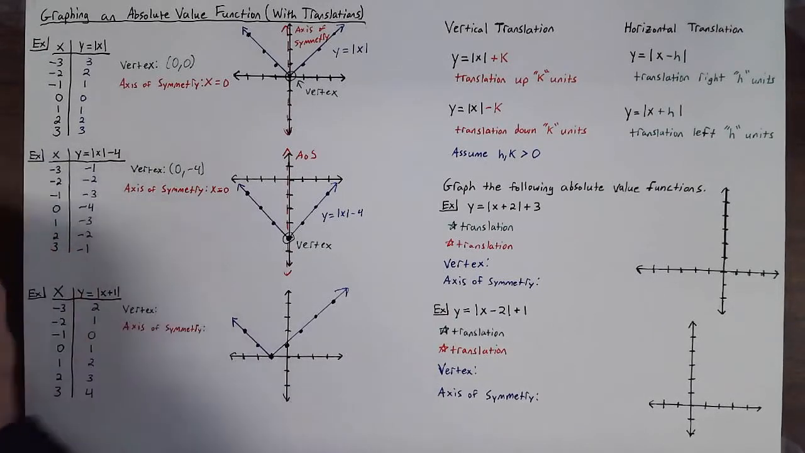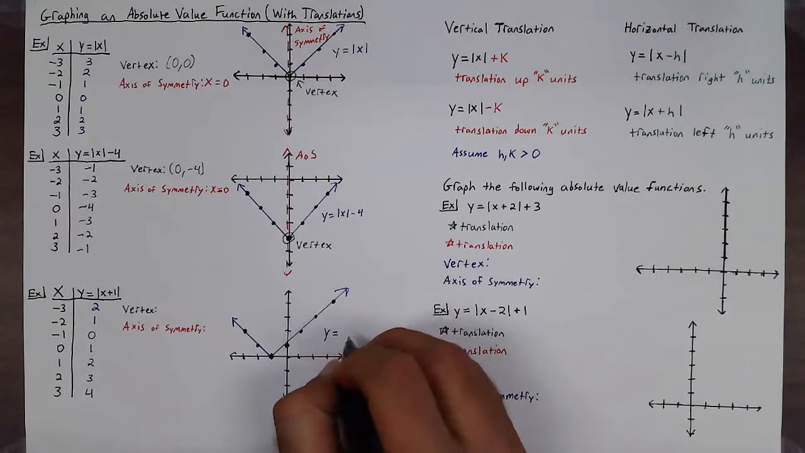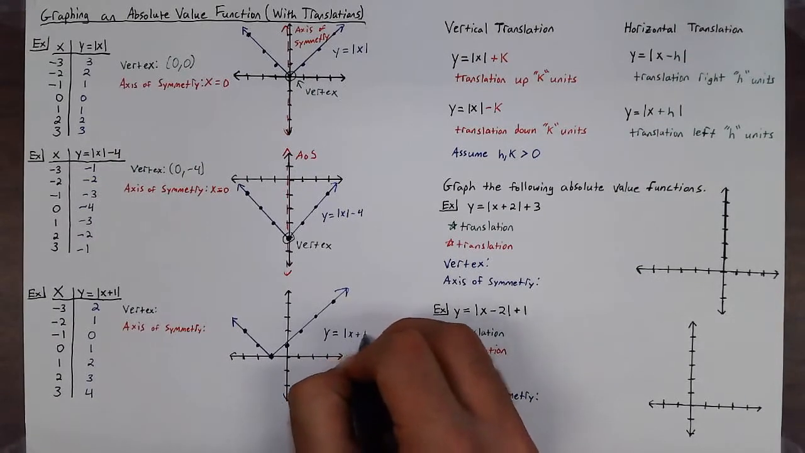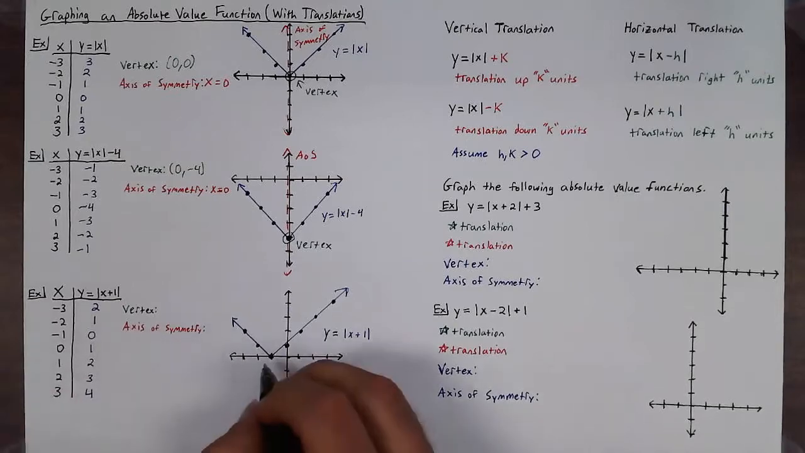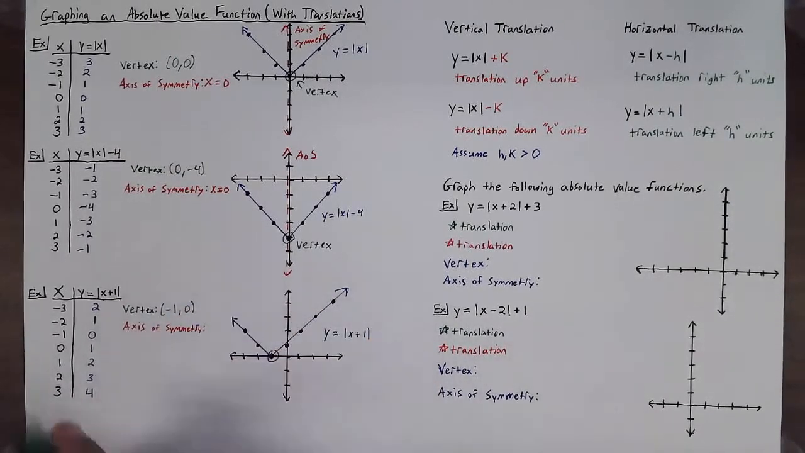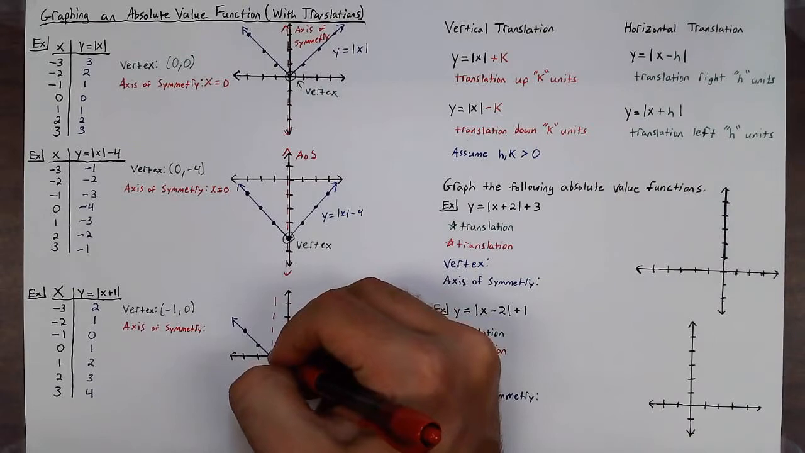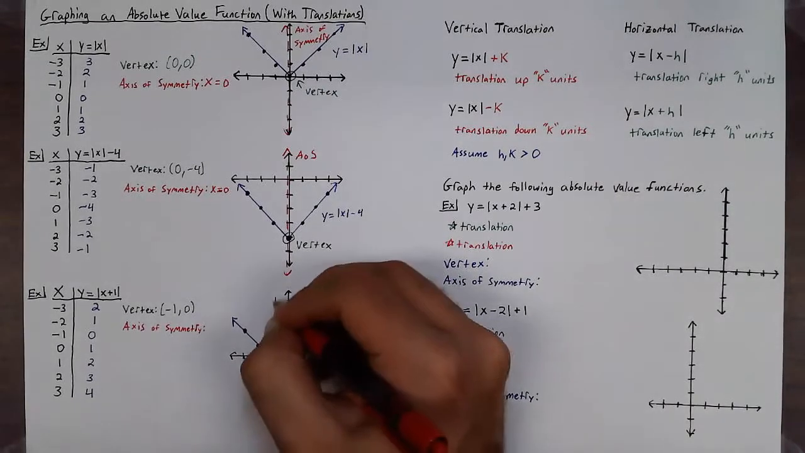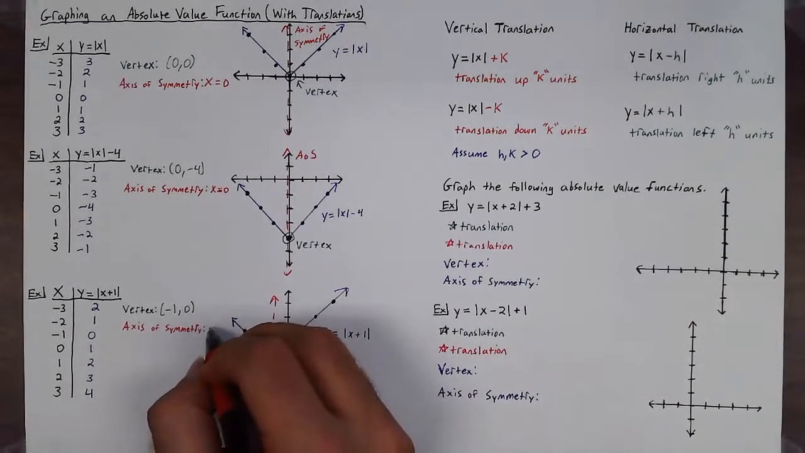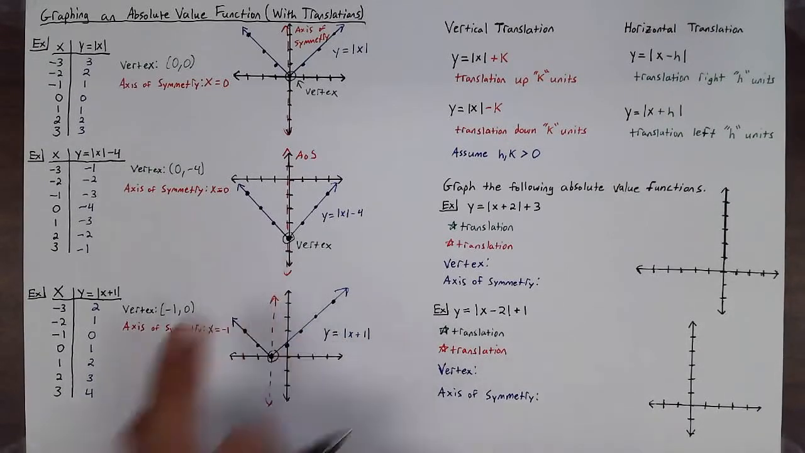And with that, we also saw a change in where the vertex went as well as the axis of symmetry. The vertex shifted to the left and now is at negative 1, 0. And our axis of symmetry also shifted to the left. It's now no longer along the y-axis, but now it's along another line called x equals negative 1, where x is negative 1 the entire time. And you see how it kind of shifted to the left.